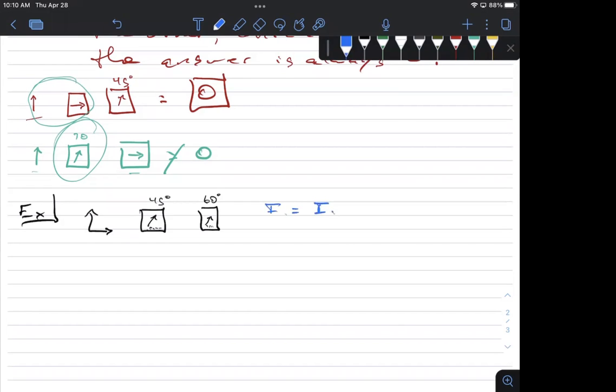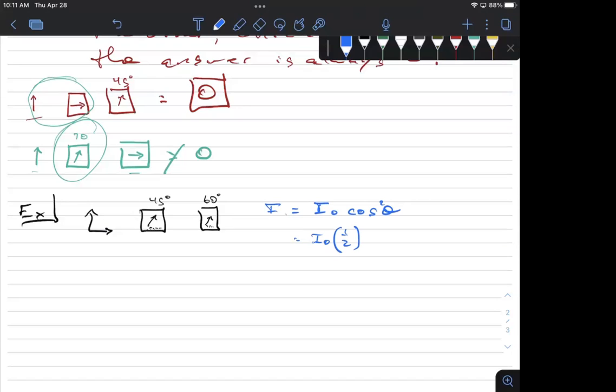All right, so usually I would say I have two filters, so I need two cosine squared thetas. However, the light initially is unpolarized light. So what that means is for this first filter, I don't do a cosine squared theta. Instead, I just write a half. That's it. First filter done, 1/2.